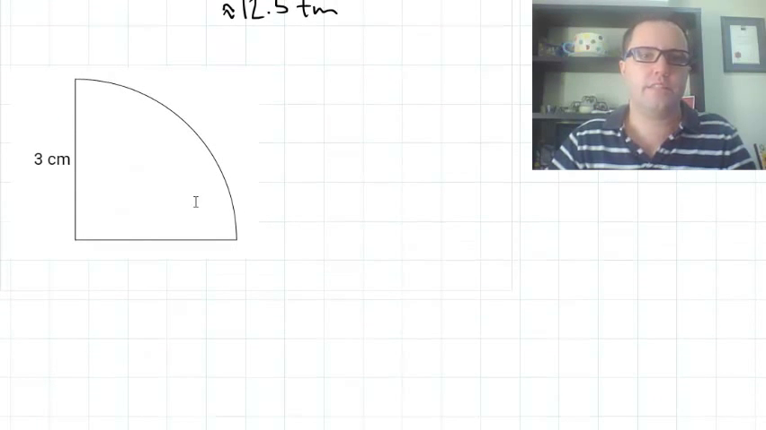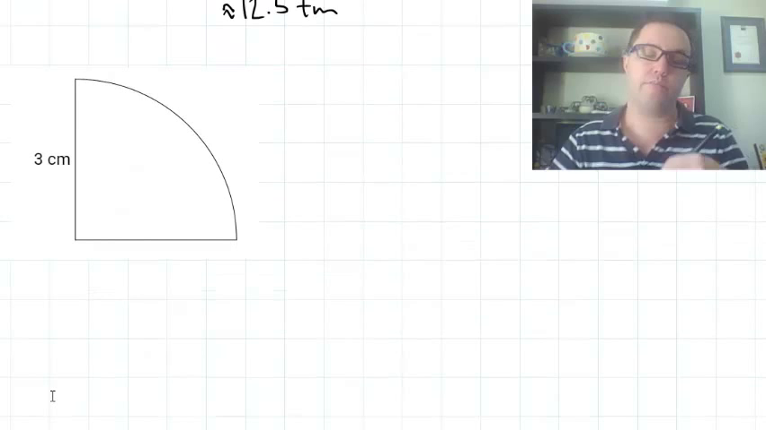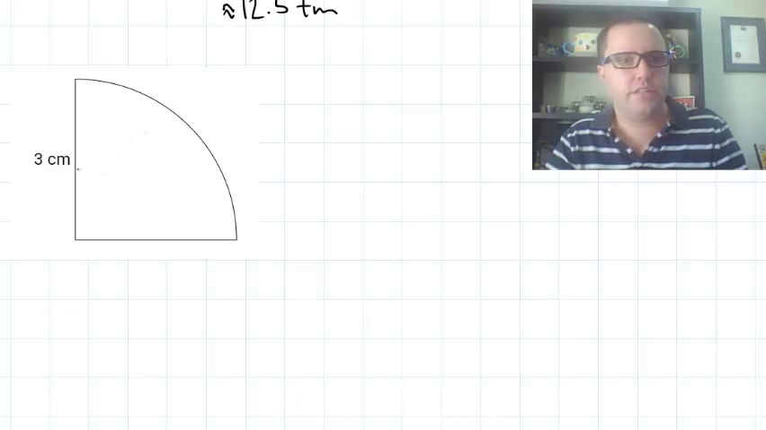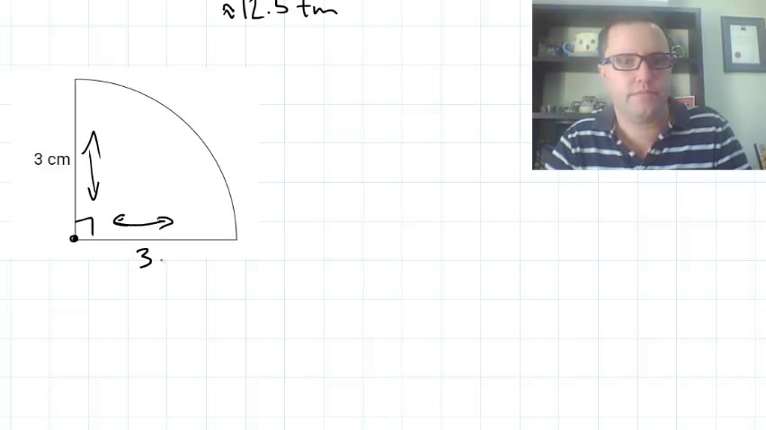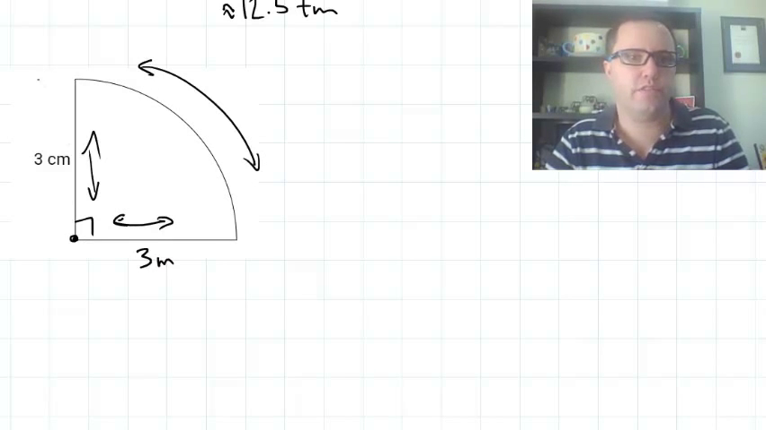Now, lastly, this thing here is working out the perimeter of a sector. This is easy because this is just 3, and this is also just 3 as well. We're going to assume this is the center. But how much of a circle is this? If you think about it, it goes all the way around, and this is a quarter of a circle.